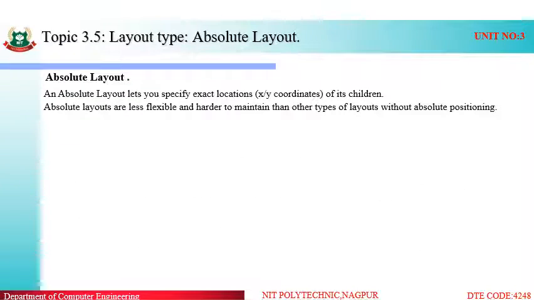So coming to absolute layout, it lets you specify exact locations, that is XY coordinates, of its children. As we can see, layout is the basic structure in which we can arrange our components or controls. So in the absolute layout structure, we have to specify the XY coordinates in pixels to its children. Absolute layouts are less flexible and harder to maintain than any other types of layouts without absolute positioning.